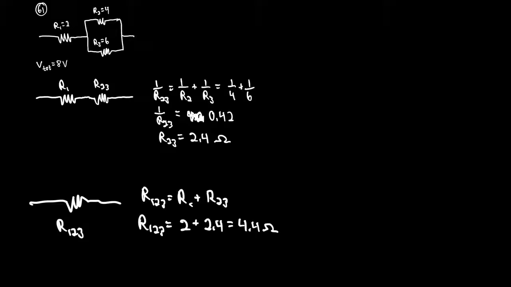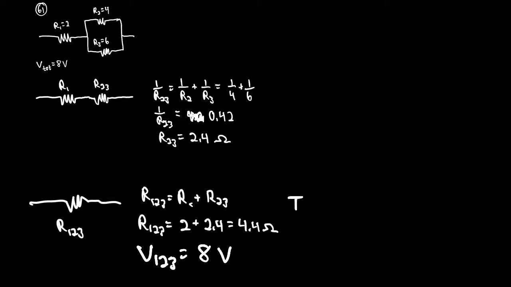So now I have a ton of information. I know the total resistance, 4.4 ohms. Now I can find all the things I can find about the single resistor and then start working backwards with that information. Do I know what V123 is? The total voltage going through this resistor. I do. I know V123 is the total voltage. V123 is equal to 8.